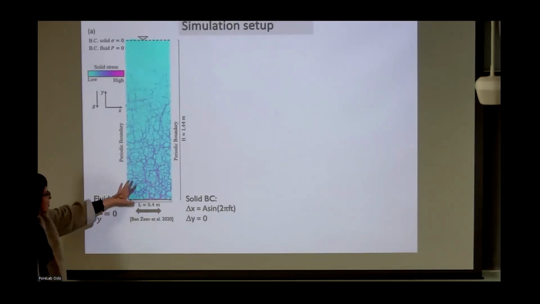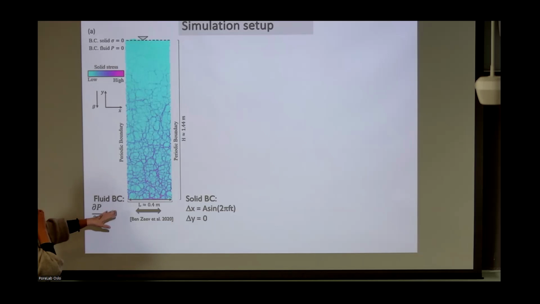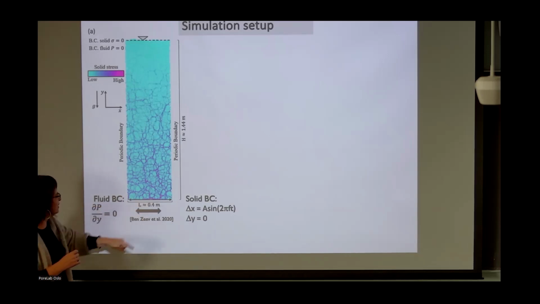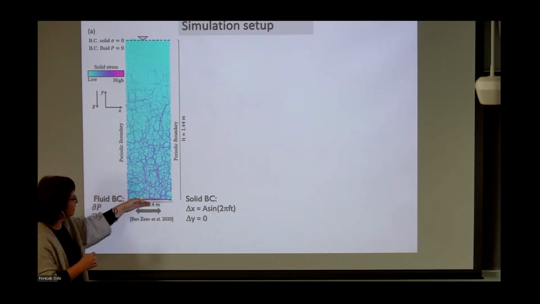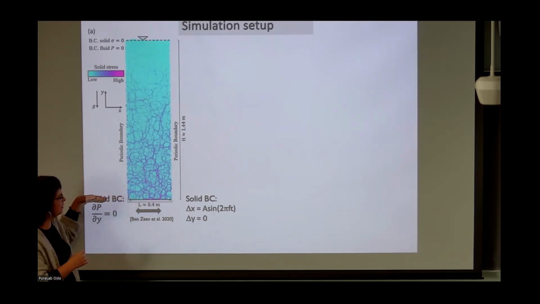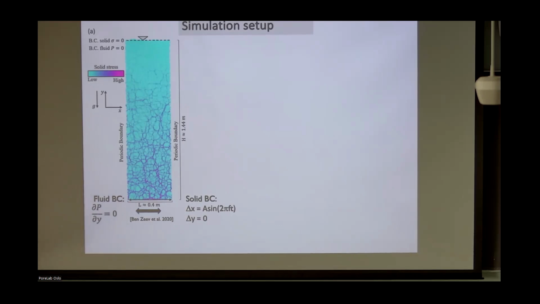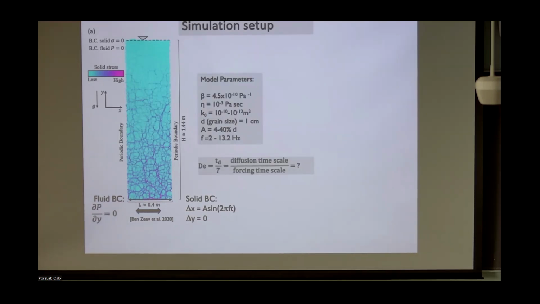We have this column of grains. And at the top, it's free. There's no stress. Fluid has zero pressure. You see here the grains. Each one is colored based on the stresses it feels. Red is high stress. At the bottom you have no flow, dP/dz equals 0. And we have horizontal shaking. Delta x follows a sine wave with different frequencies. These are the model parameters.